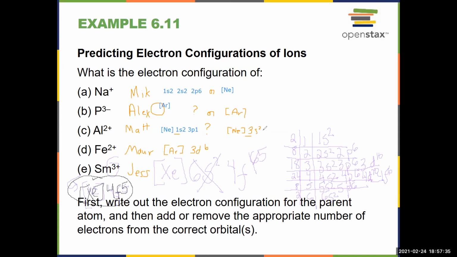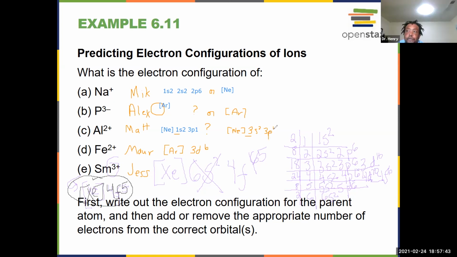Okay. So then would it just be 3p1? Nope. Because you're going to take away, because p is higher than s. So that's going to be easier for you to get to than the s would be. So you're going to take away the p first. So it should be this guy should go, and then you're going to minus 1 from here. So then your final answer should be Ne 3s1. You understand? Yeah.